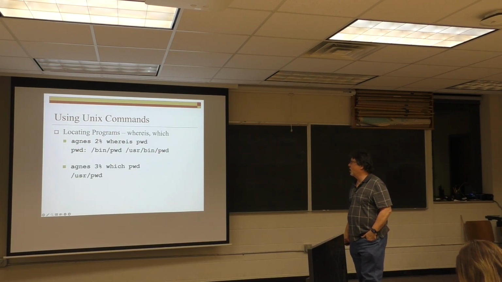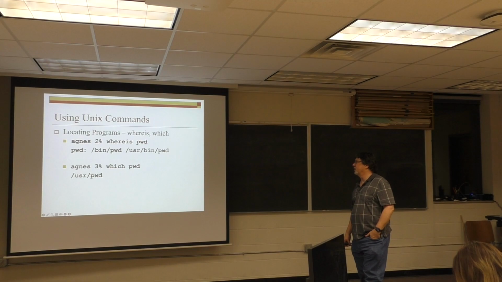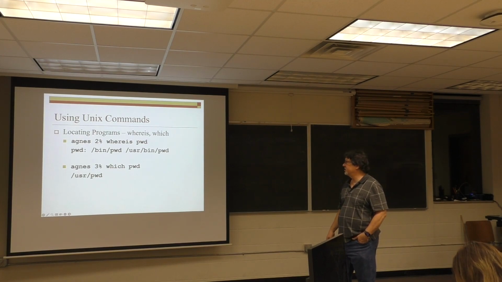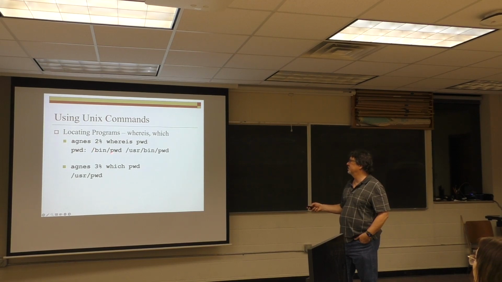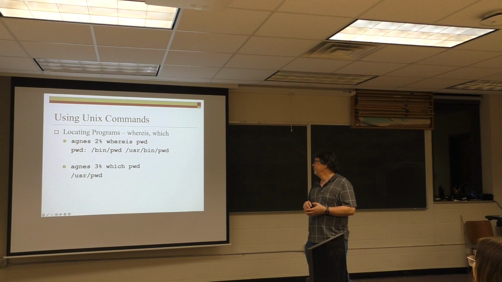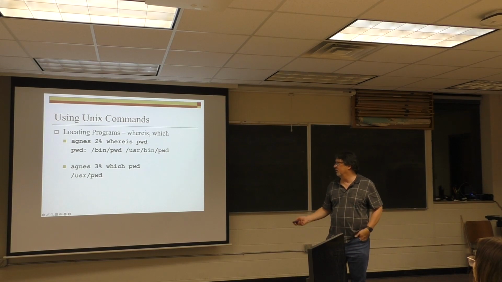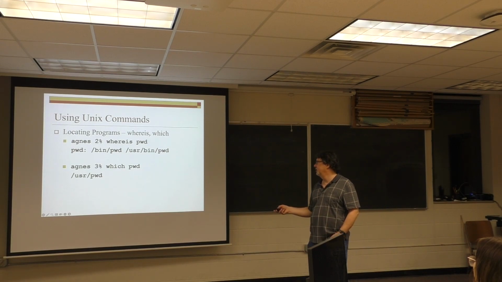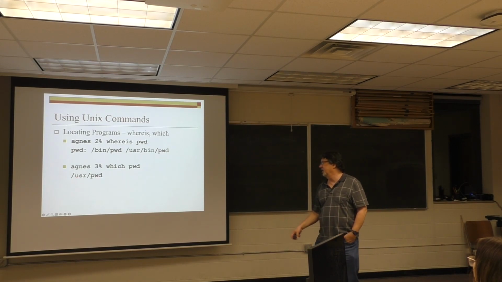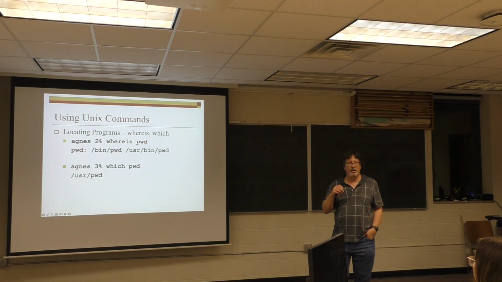If you want to find out where a program that you're running is, there's a couple of programs you can use. One is whereis. So if I type whereis pwd, it'll find one in /bin/pwd and in /usr/bin/pwd. If you want to find out which one it's actually going to run, use which, which will search through your path and return which one it's going to run. So if I type which pwd, in this case it says /usr/bin/pwd. So if I type pwd, that's the one that's going to run.